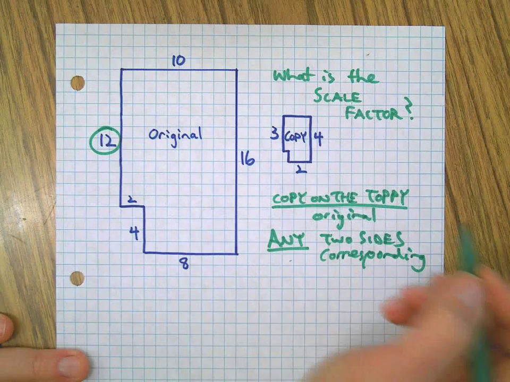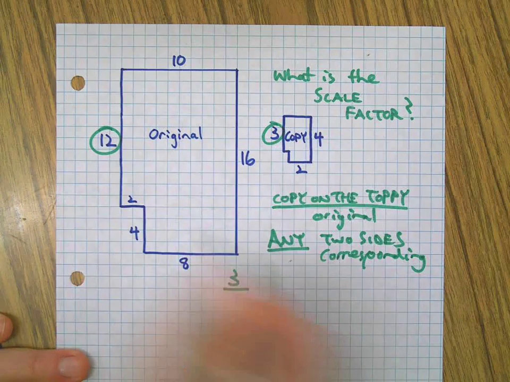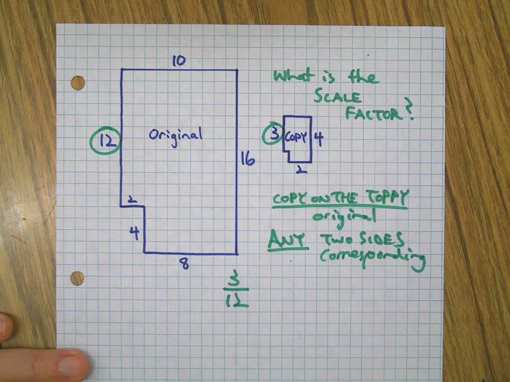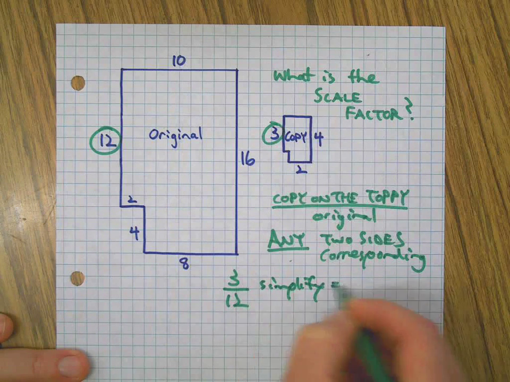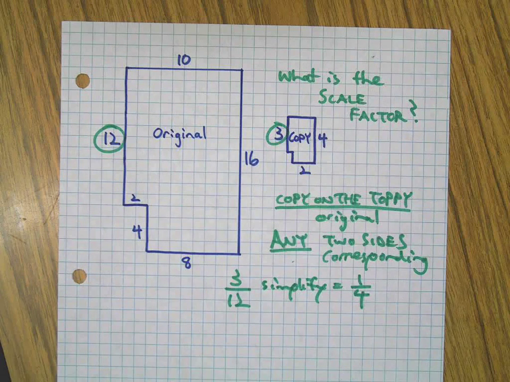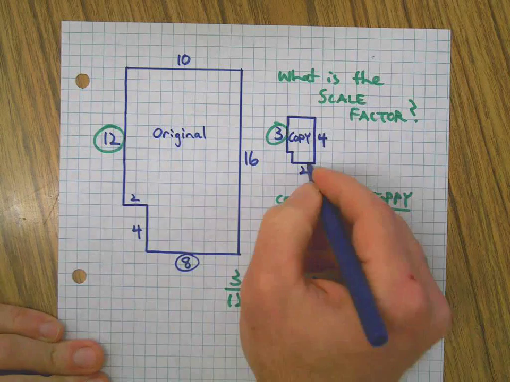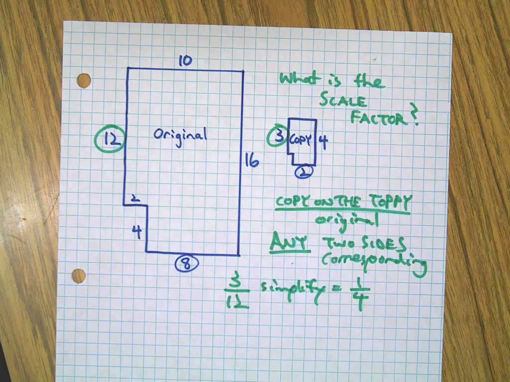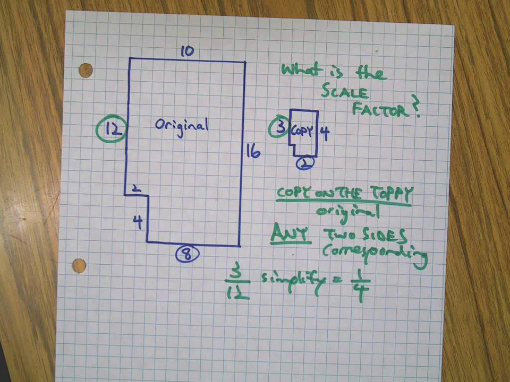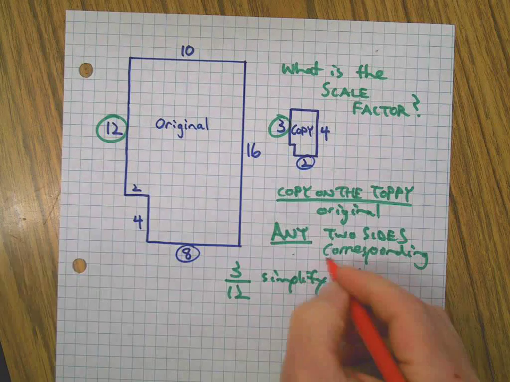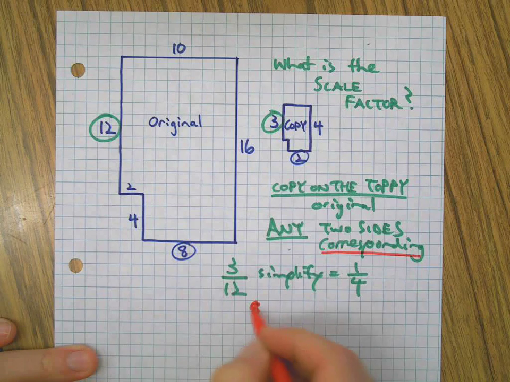So for example, the 12 corresponds with, right, the 3. The 3 is from the copy, that goes on top. The 12 is from the original, that goes on the bottom. Simplify it, and you get 1/4. Let's take another pair of corresponding sides. I'm going to take the 8 and the 2. So this is if you're working as a team or doing something in your classroom or just working with a friend. You could pick different pairs of corresponding sides or matching sides. You should still get the same answer.